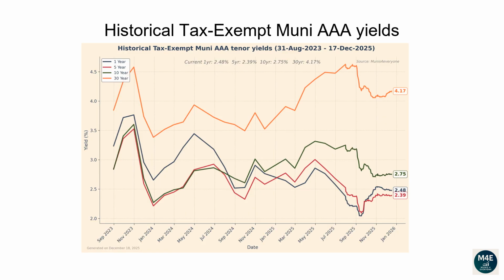This line plot and the next plot show how each tenor of the Muni yield curve has changed over time. From the 31st of August 2023 to the 17th of December 2025, the 1-year yield has dropped from 3.24 to 2.48. The 5-year yield has dropped from 2.85 to 2.39. The 10-year yield has dropped from 2.84 to 2.75. The 30-year yield has increased from 3.85 to 4.17.